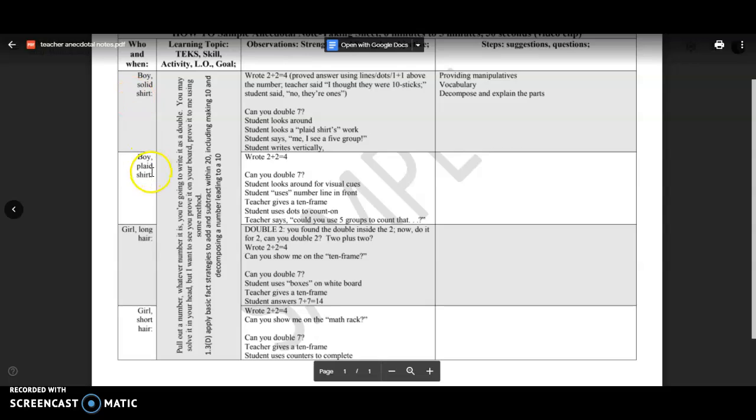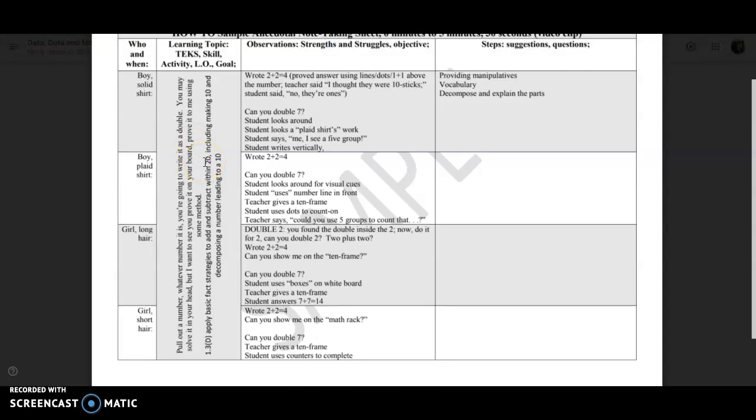We have a boy in a solid shirt, a boy in a plaid shirt, a girl with long hair, and a girl with short hair. We have here in the middle the learning topic that teaches the skill, what I assume she was doing. So pull out a number, whatever number it is, you're going to write it as a double. You may solve in your head, but I want you to prove it on your board. Prove it to me using some method. And so, talking to her about, or just looking at that class, we're working with doubles.